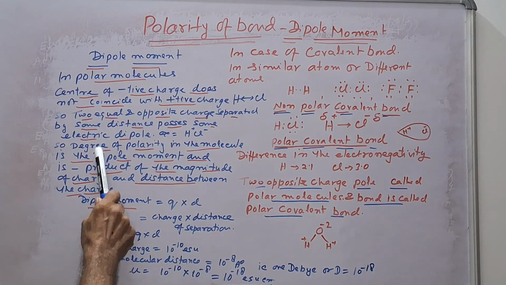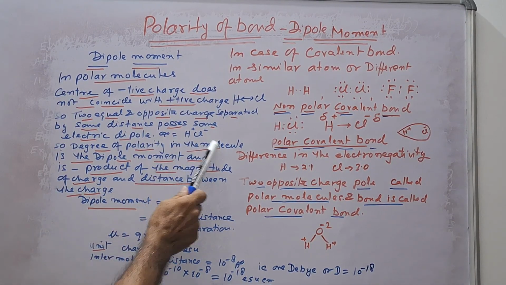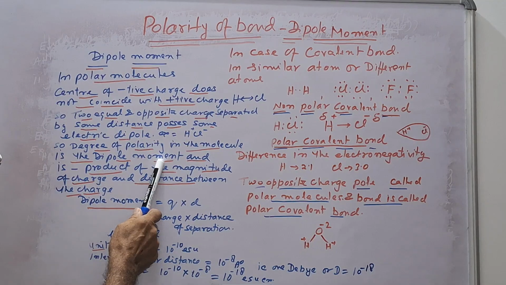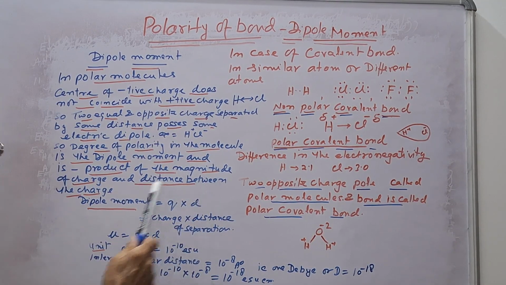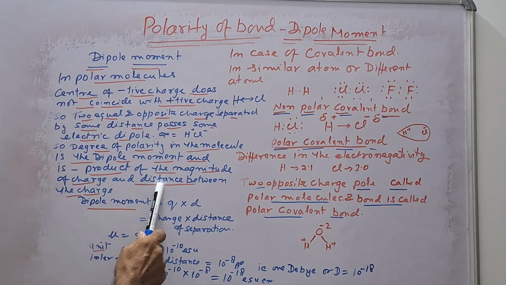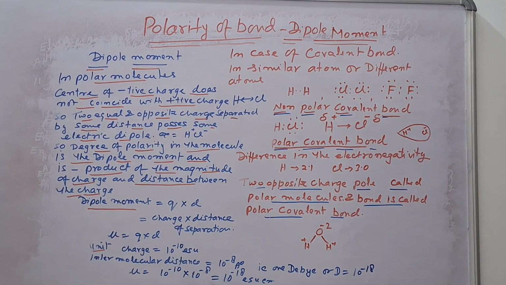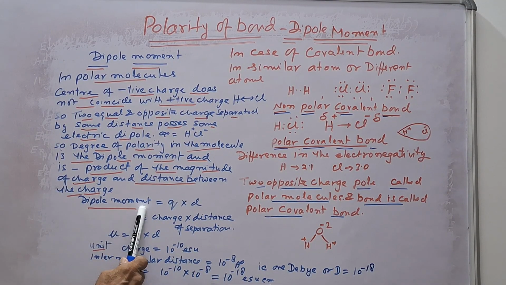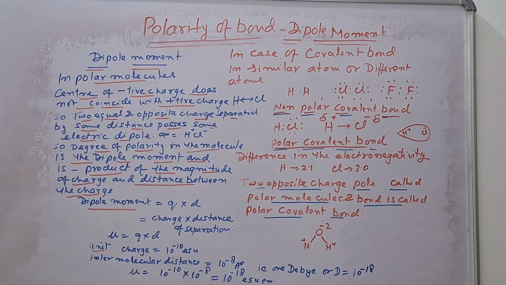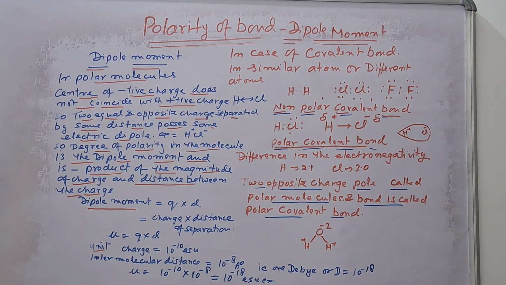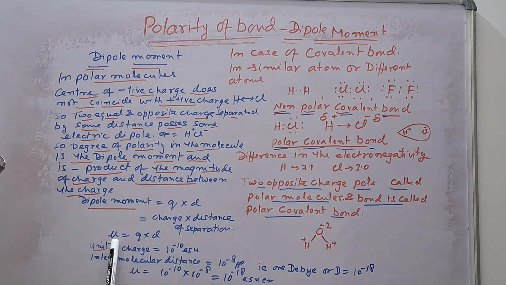So, here degree of polarity in the molecule is the dipole moment and is equal to the product of the magnitude of charge and distance between the charges. That is, dipole moment is equal to Q, charge, into D, that is the distance of separation between the two atoms. So, dipole moment is equal to Q into D.